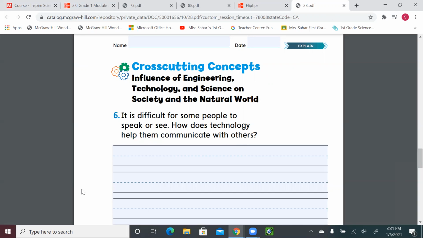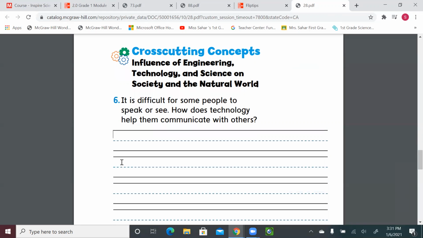Remember, we just thought about technology and how it helps them to communicate with different people. So people who cannot see can use technology to listen and speak. And the people who cannot hear can read and type, like when we saw the phone. So let's write this down. All right, how does technology help them communicate with others?